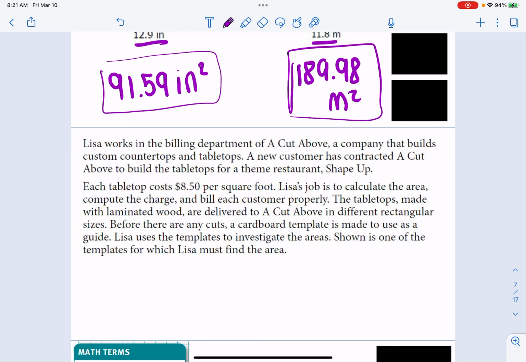It says Lisa works in the billing department. I'm not going to read all this, but she wants to contract a new countertop and tabletops for her clients. What it says is each tabletop costs $8.50 per square foot. She needs to calculate the area, compute the charge, and bill each customer properly. Okay, so let's look at a picture where we have countertops.